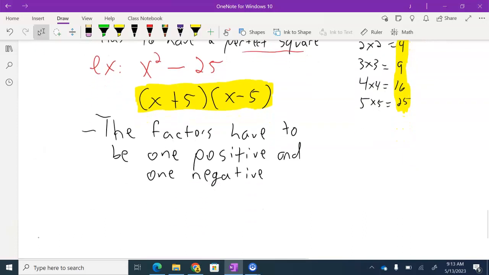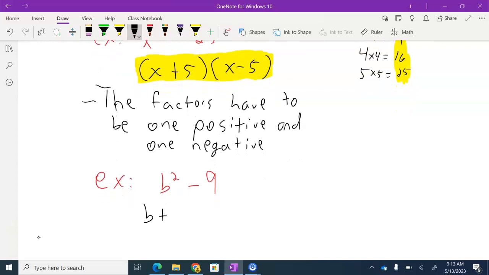So if we take another example, let's say I have b squared minus 9. Then to factor that is just b plus 3, b minus 3. As long as you set 1 positive and 1 negative in the factored part, then you're okay.